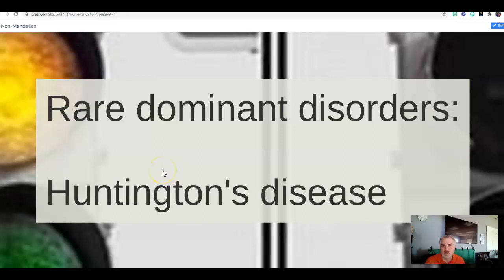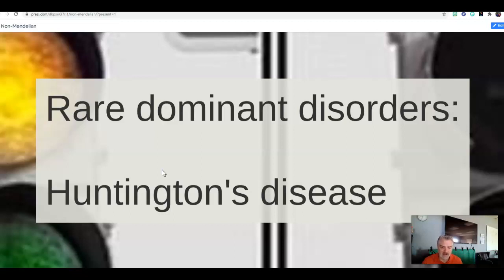One of the dominant ones I wanted to talk about is Huntington's disease. Most dominant disorders aren't around, because you either have it or you don't. So if you have it, odds are you're not going to survive long enough to grow up and have children of your own, so you won't have as likely a chance to pass it on. Most of the time they would probably die when they were younger from a dominant disorder.